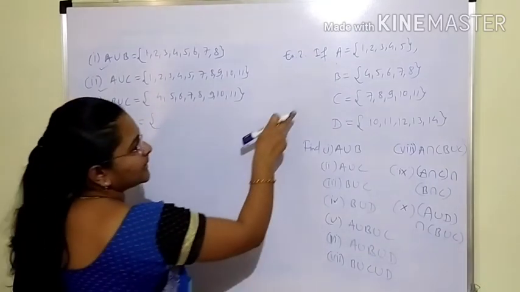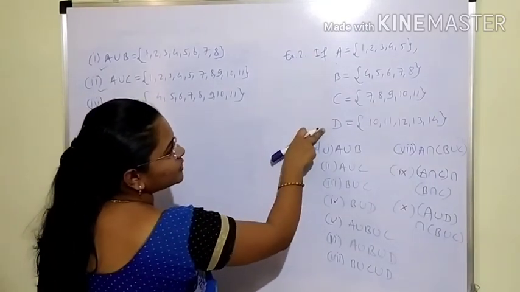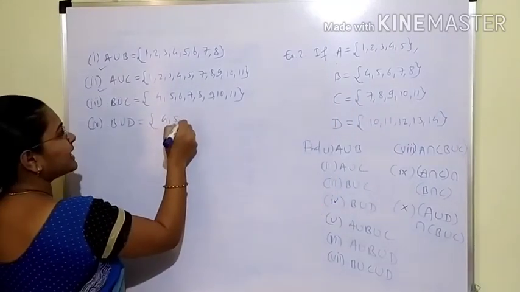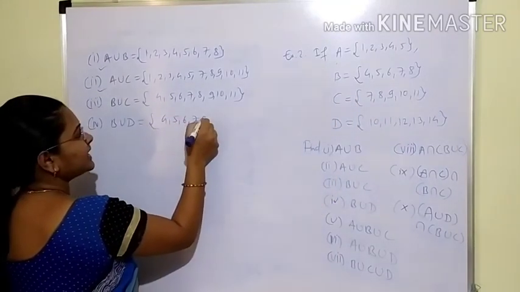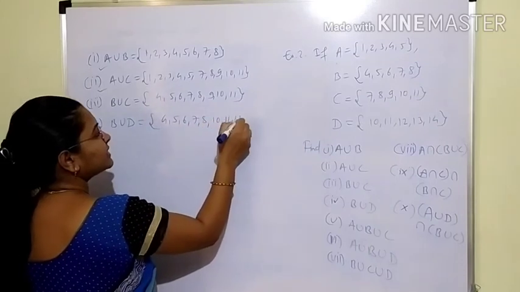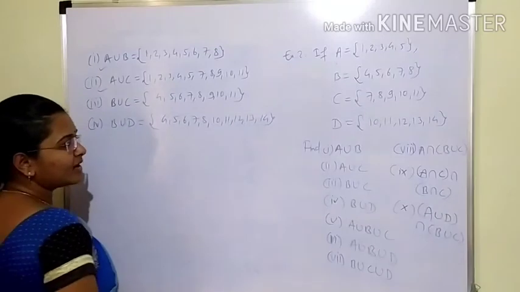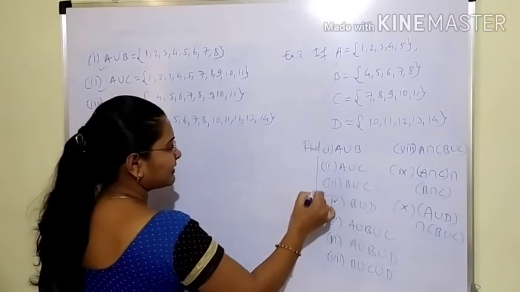It is B union D. Here also no common element. All elements we have to write: 4, 5, 6, 7, 8, 10, 11, 12, 13 and last one 14. Now union of two sets we have completed.